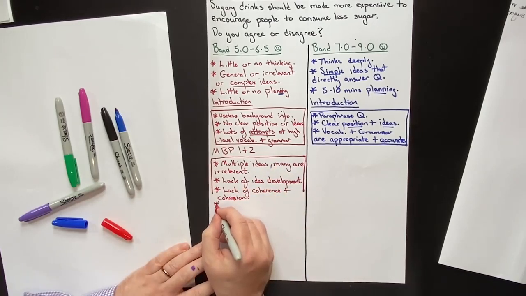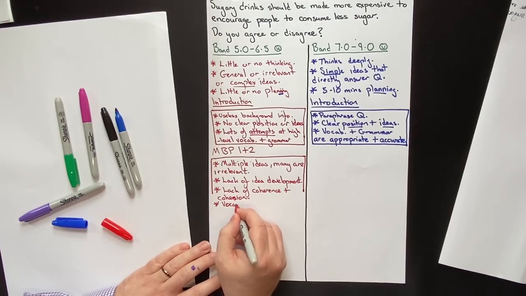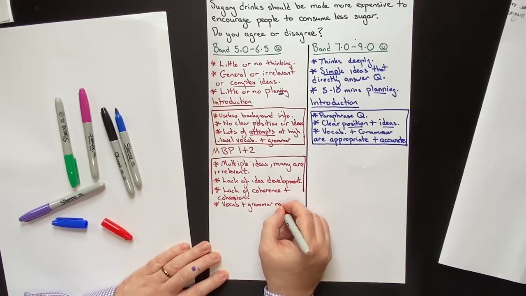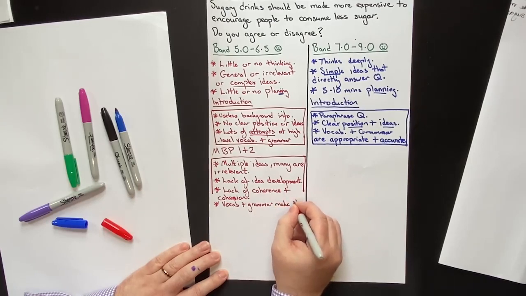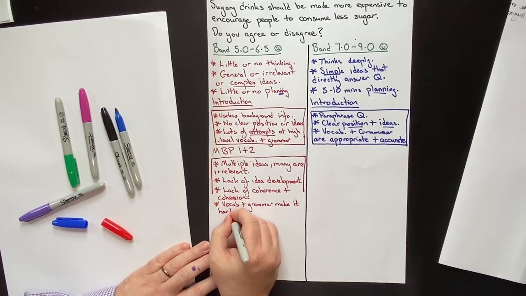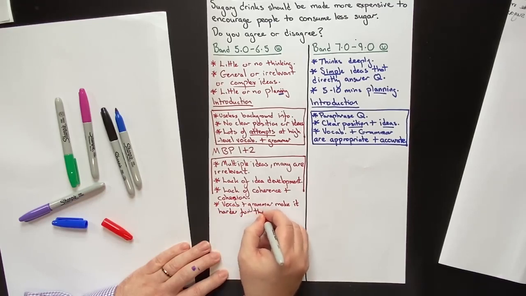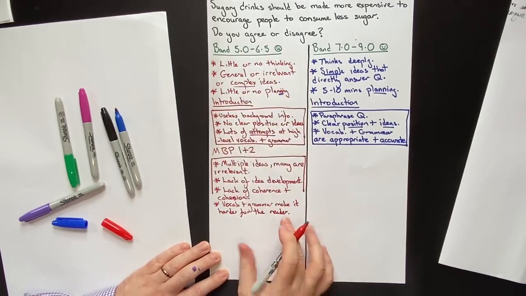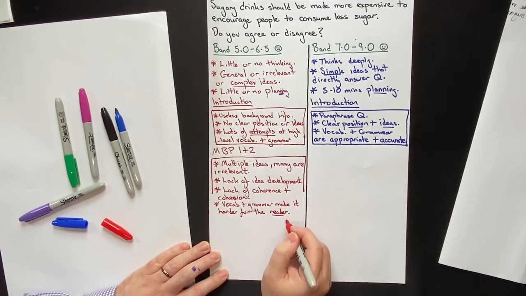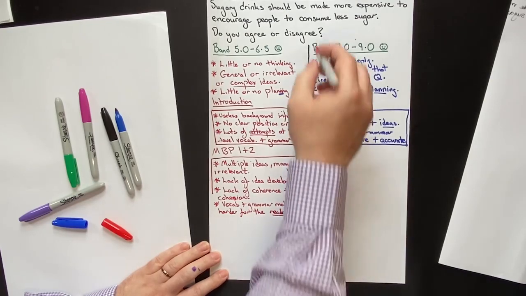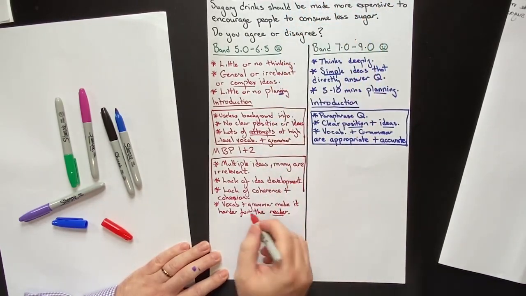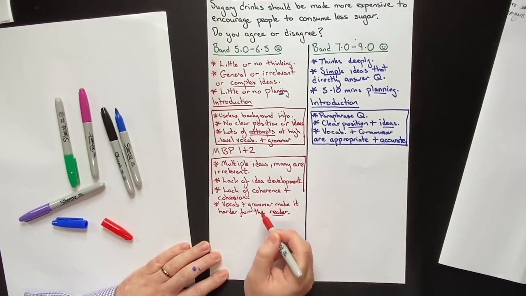And then when it comes to vocabulary and grammar, they make it harder for the reader. So why do we write an essay? We write an essay to communicate with the reader. If your vocabulary and grammar makes it harder for the reader to understand the answer to the question, again, we're always going back to the question, then your vocabulary and grammar is not very good.